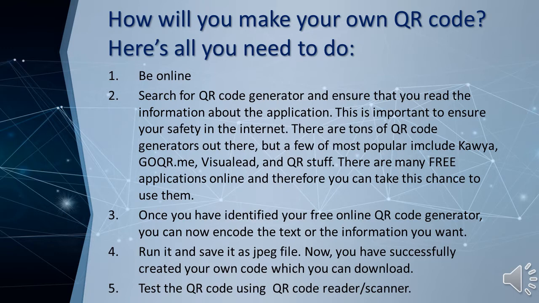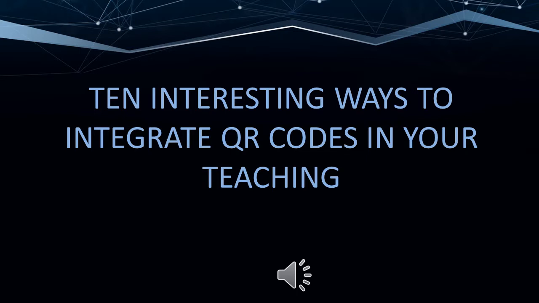Third is, once you have identified your free online QR code generator, you can now encode the text or the information you want. After that, run it and save it as a JPEG file. Now you have successfully created your own code which you can download. Last is, test the QR code using the QR code reader or the QR code scanner so that you can assure that you have created the correct QR code. Now let us proceed to 10 interesting ways to integrate QR codes in your teaching.